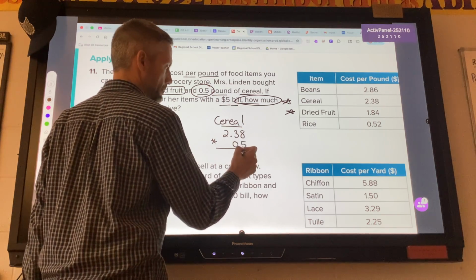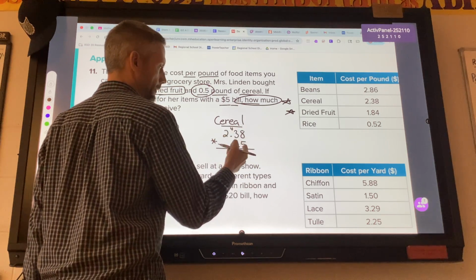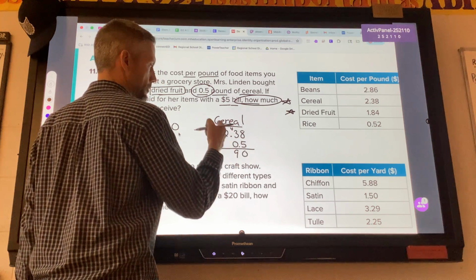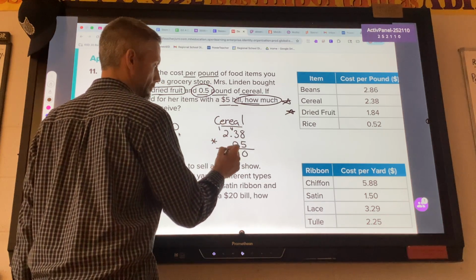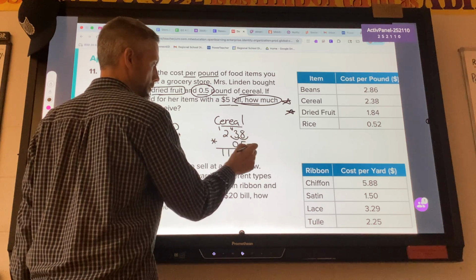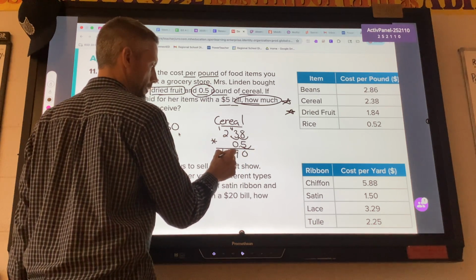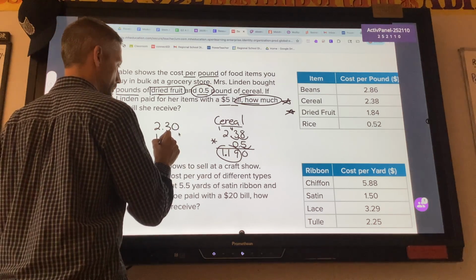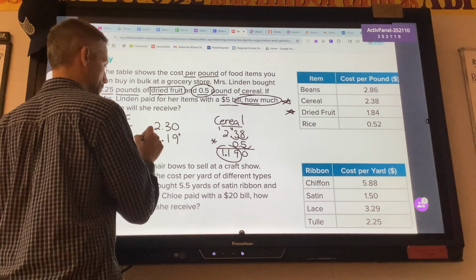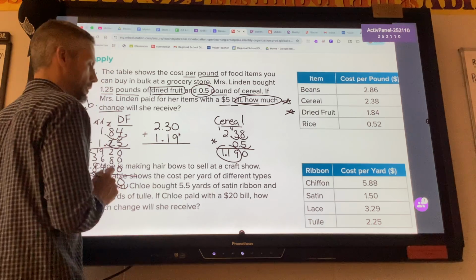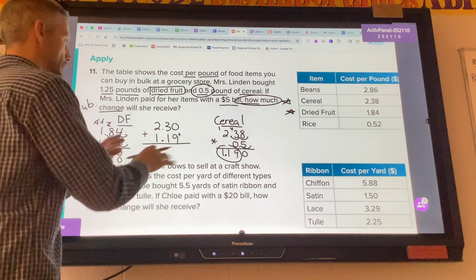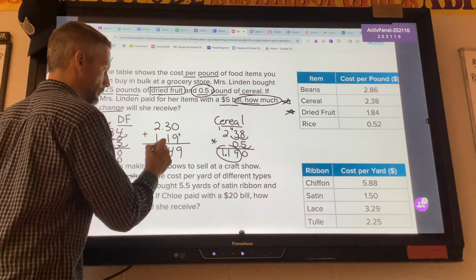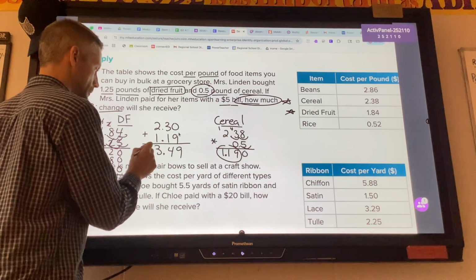So 5 times 8, 40. 5 times 3 is 15, plus the 4 is 19. 5 times 2 is 10, plus 1 is 11. Now I'm going to move it back 1, 2, 3, 1, 2, 3. That's going to be $1.19. So for the cereal, you get 1/2 pound of the cereal. It's only going to be $1.19. She goes up to the register. They type it in the register. She finds out she owes a total of $3.49.